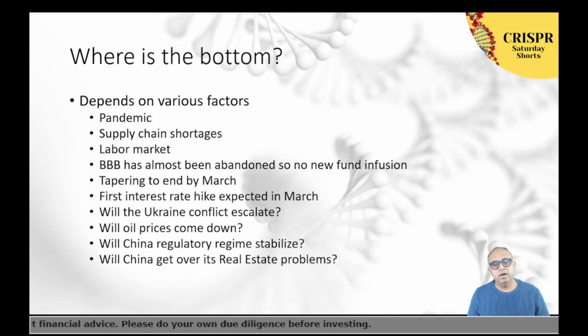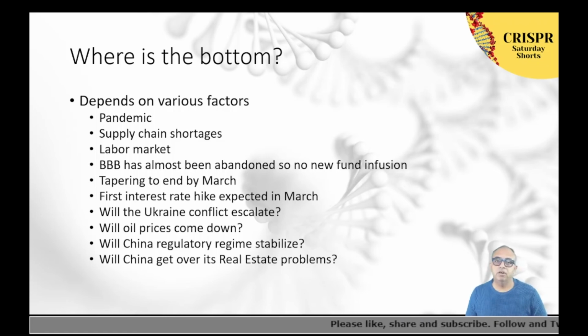When we come to the Chinese environment itself, what is going to happen to the real estate problems, and how are they going to manage it, and will that be resolved within 2022? All these factors are going to determine where the bottom of the market is going to be and when it's going to happen. Will it happen within the first 3 months of 2022, or will it drag all the way up to December of 2022?